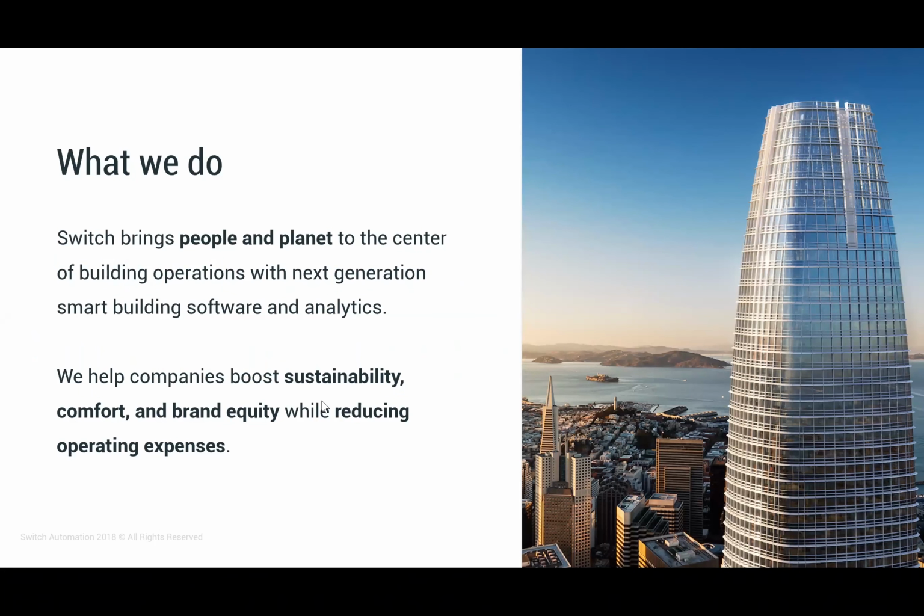So before we jump into some demos and some stories, just a quick introduction on Switch Automation. Switch Automation is a smart building platform that is designed to help people manage and operate a portfolio of buildings. So we connect to existing and new buildings, and we help people deploy analytics and give you a kind of unified user interface to see what's going on across your building portfolio.